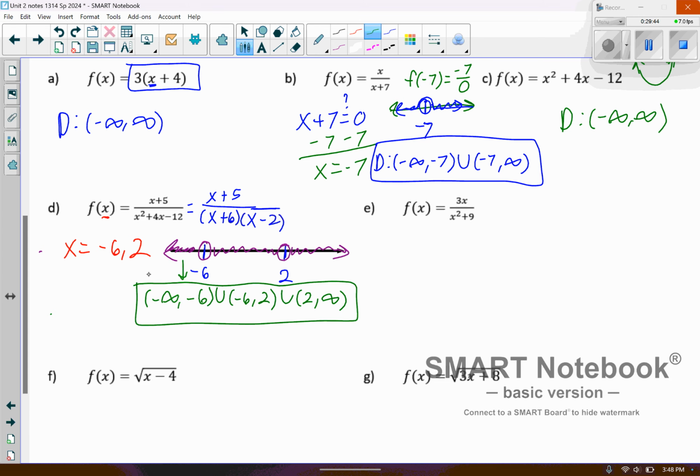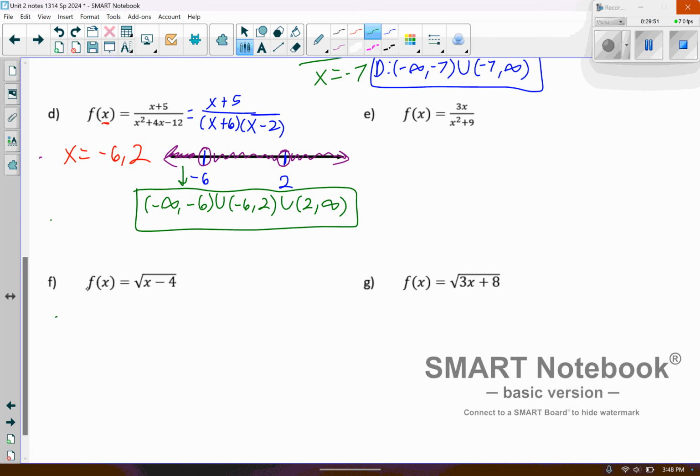Okay, E, we got a fraction, so you should kind of be a little concerned, okay? But I'm just going to be upfront. This one's kind of a trick question, okay? Because if you try to factor this, you're not going to be able to. Now, if it would have been x squared minus 9, that's different. You could factor that, but this is not the difference of two squares. It's the sum.